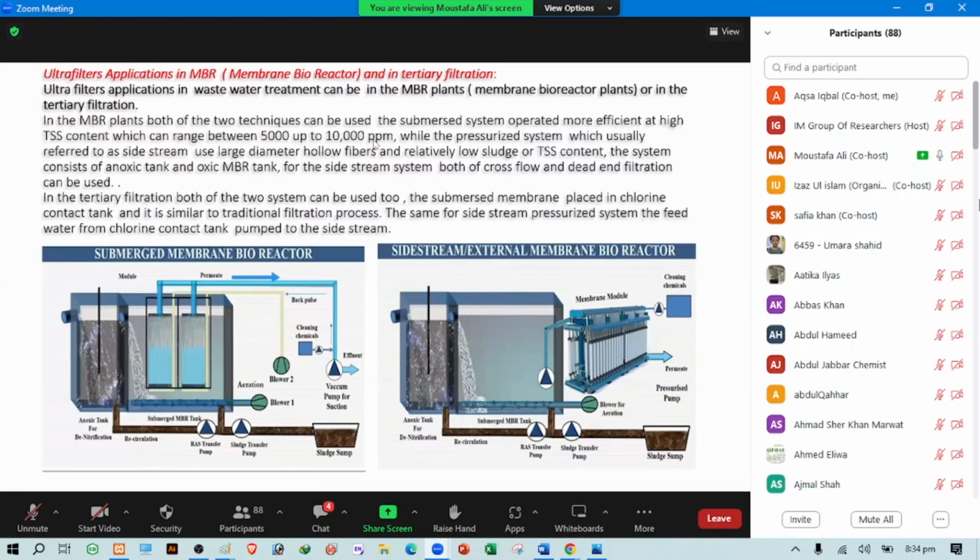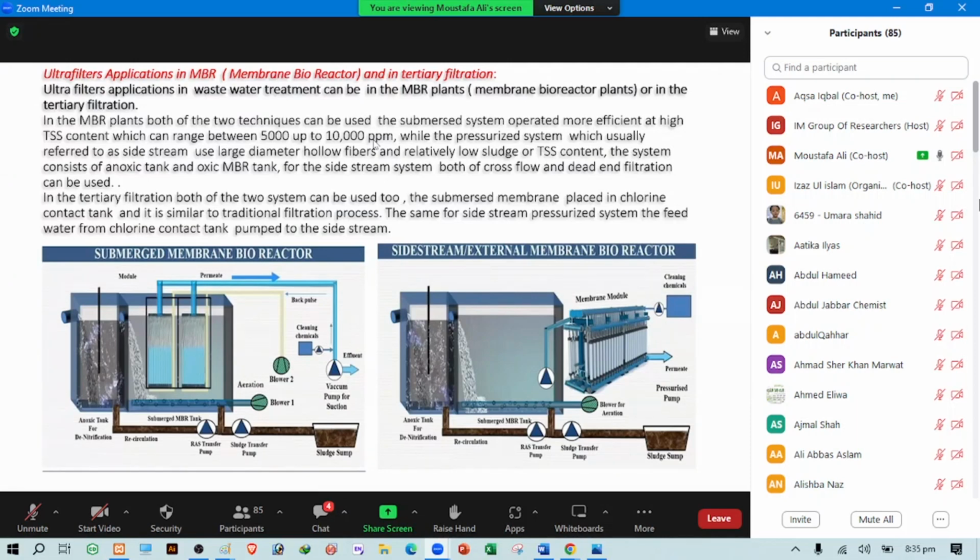What do you mean by sludge excretion mode? How is sludge excreted? Please answer me, Ahmed. What do you mean by sludge excretion mode?